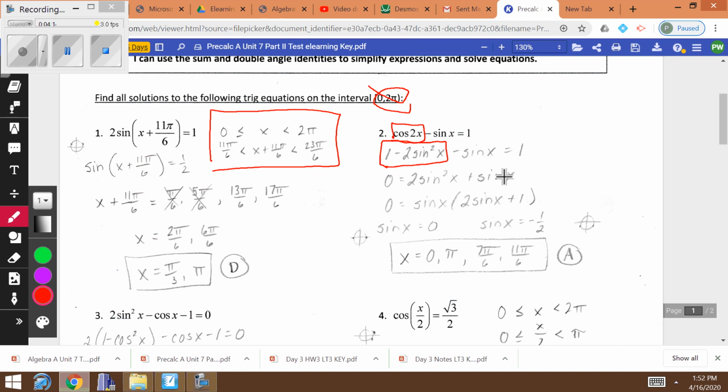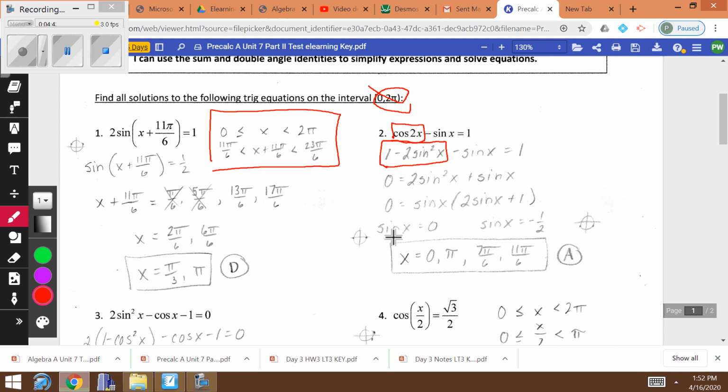I had a few people fumble on the factoring here. Don't forget that one type of factoring is greatest common factor. So we have the sine of x times the quantity 2 sine of x plus 1. Then we can set them both equal to 0. I had a few people forgetting about sine of x equals 0 as well. Again, some people were trying to just divide by sine. We want to factor it out because that gives us our answers of 0 and pi, along with 7 pi over 6 and 11 pi over 6.